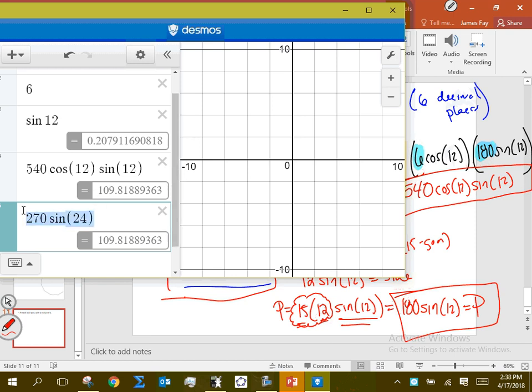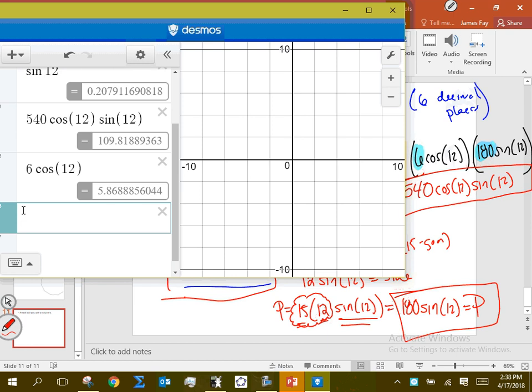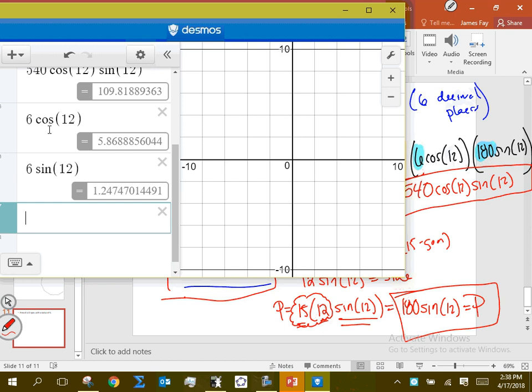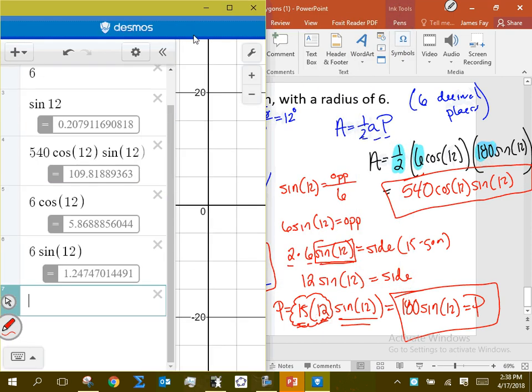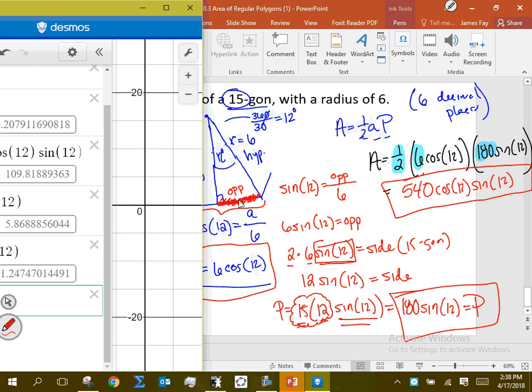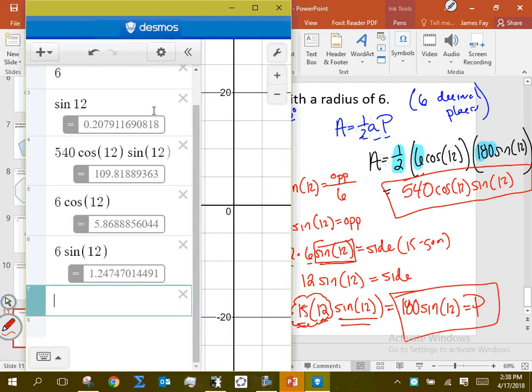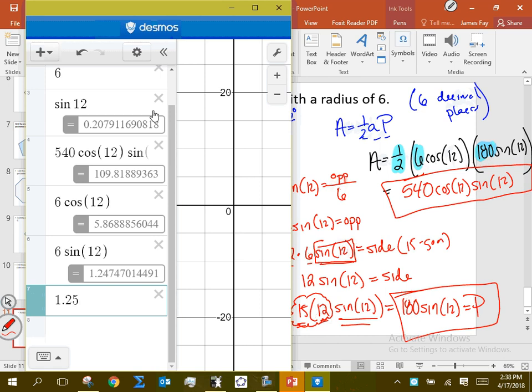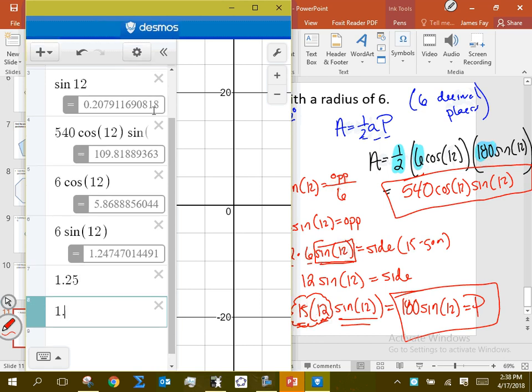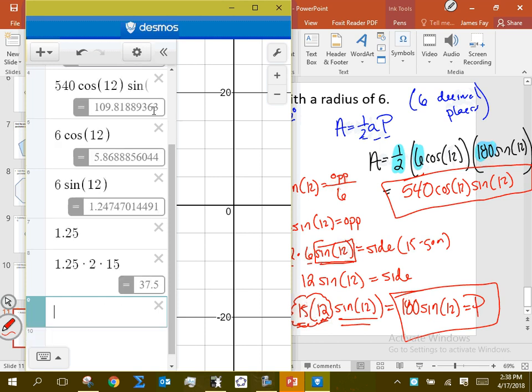If we were to, like I said, do some rounding, let me go through this real quick with rounding. So 6 cosine 12, that was your apothem. What we have, 6 sine of 12, it was that little red distance in my right triangle. It was that opposite side of my right triangle. Let's say I round that number, I'm just going to be haphazard about it. Round that number like that. We want to double that number to get the full side, and then I'll multiply it by 15 to get the perimeter. So there's my perimeter, 37.5.